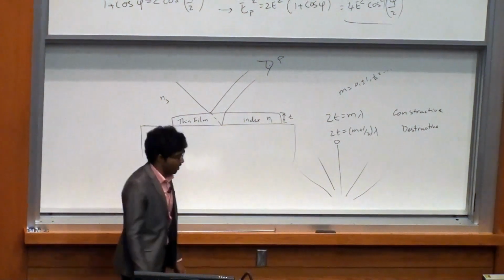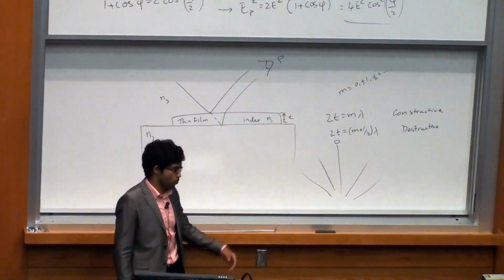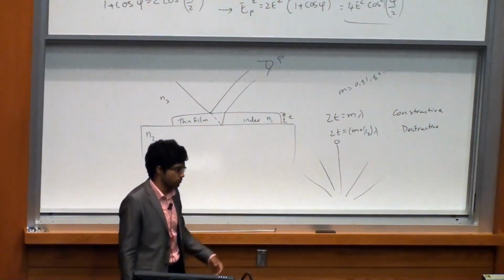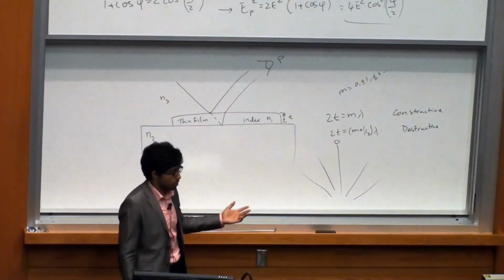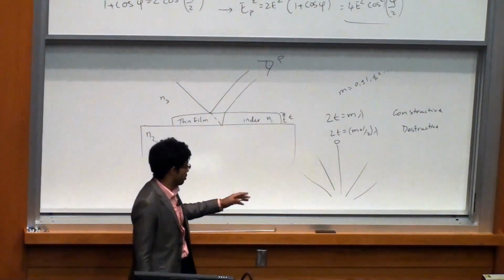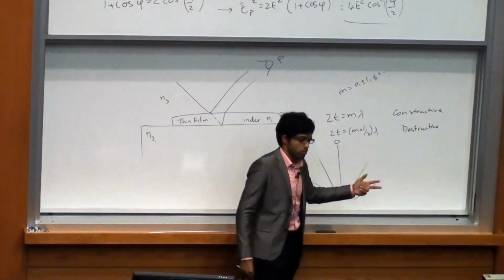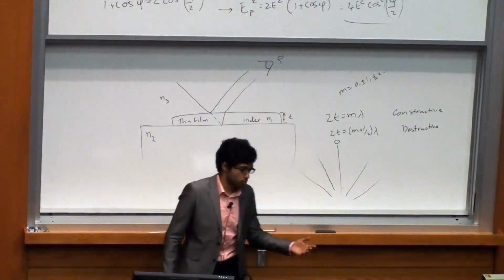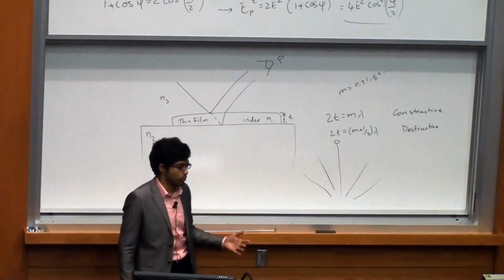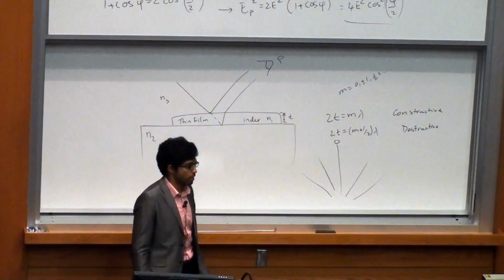So it depends on what I ask. If I tell you the 4th minima or something, then you say, okay, M is going to be 3 at that point, because the first one obviously is 0. Second one is M equals 1. Third one is M equals 2. And the fourth one is M equals 3. So it depends on what you're being asked there.